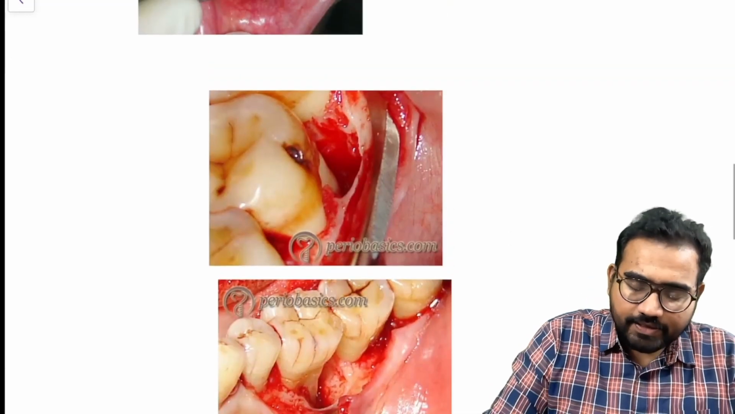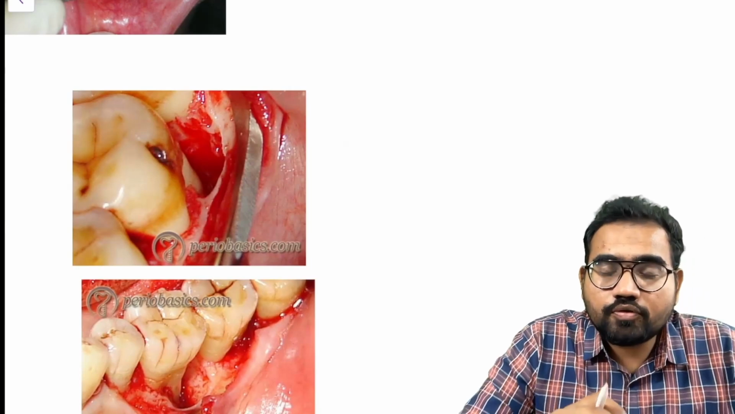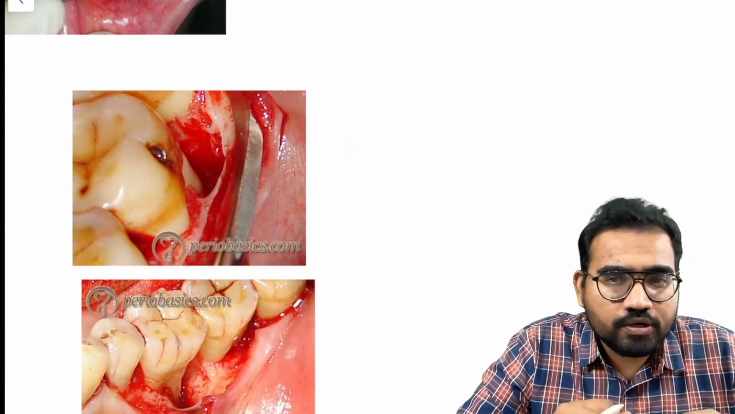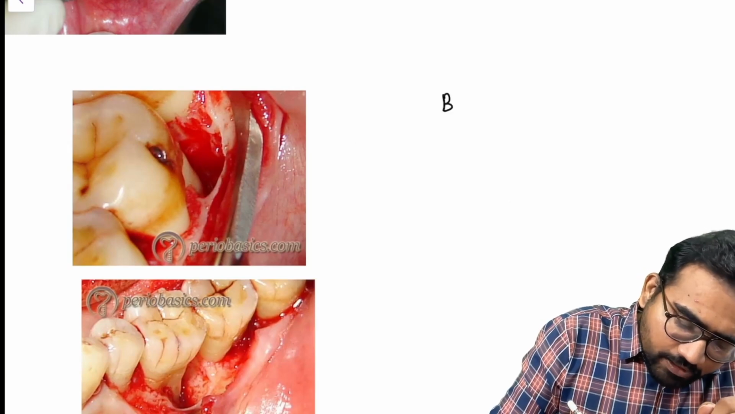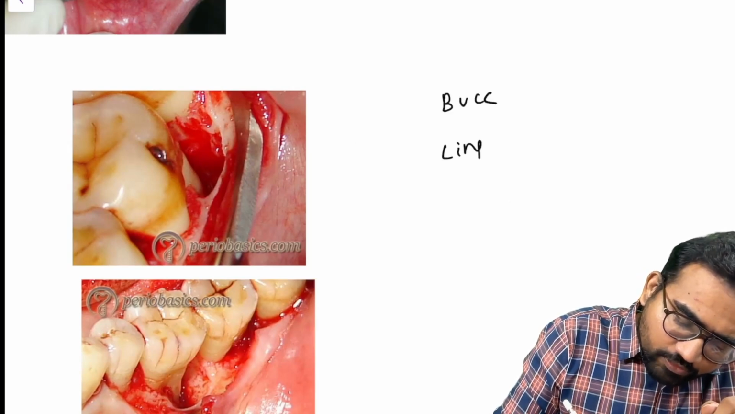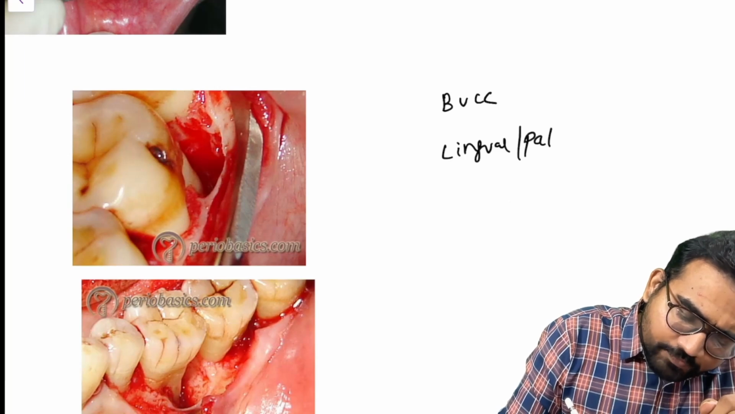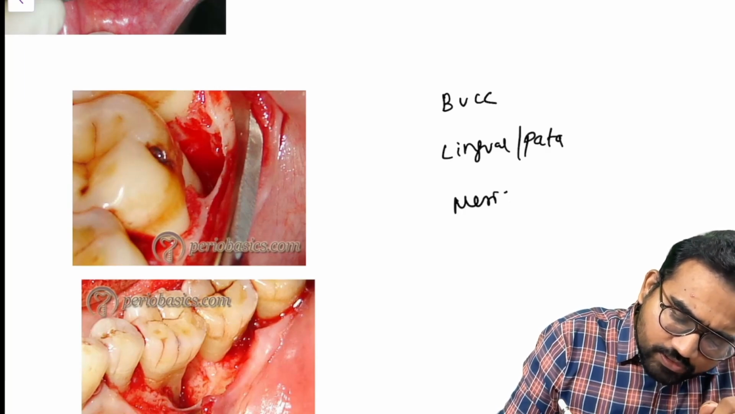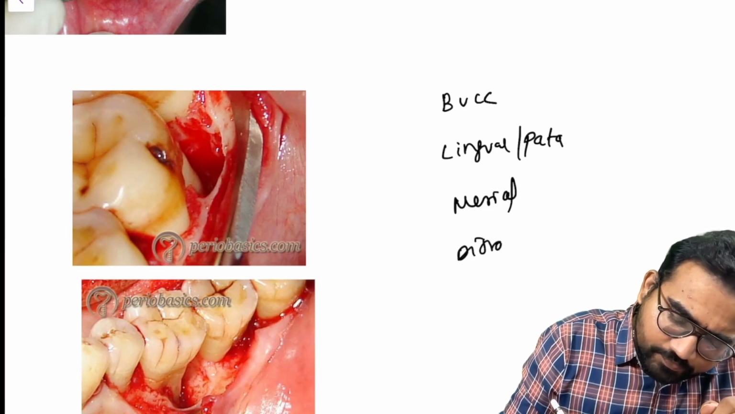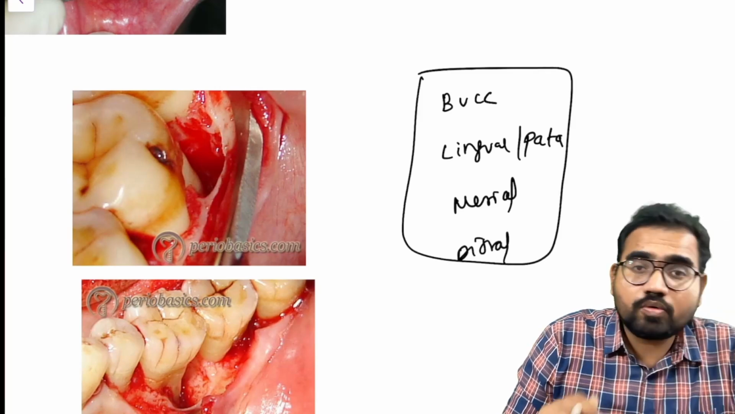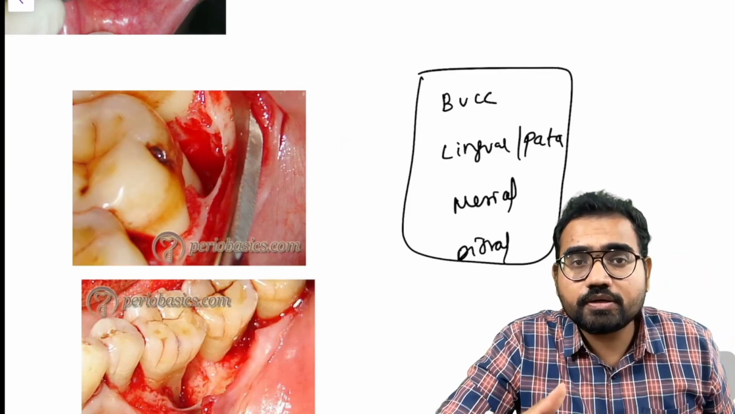So as you can see here, I'm going to tell you there are four walls. Okay, so there's going to be buccal wall, there's going to be lingual wall or a palatal wall, and then there's going to be mesial wall, and then there's going to be distal wall. So these are all the four walls which will be present for a tooth.